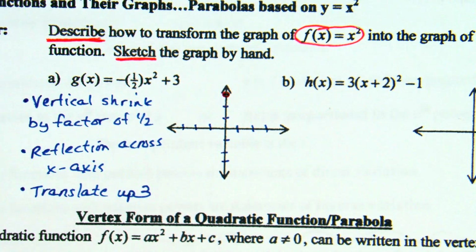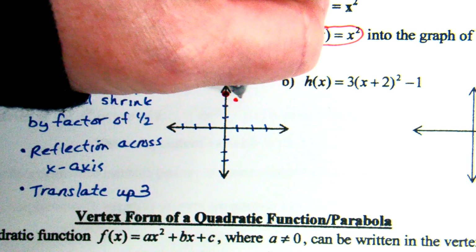But because we have that vertical shrink, instead of going over 1, down 1, I'm going to go over 1, down 1/2. Instead of over 2, down 4, I'm going to go over 2, down 2, because I shrunk each of my y coordinates. Over 1, down 1/2, over 2, down 2.